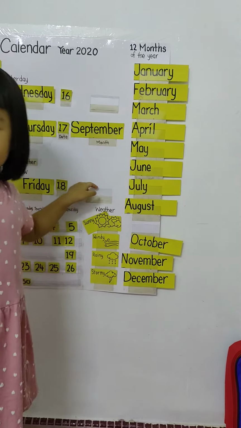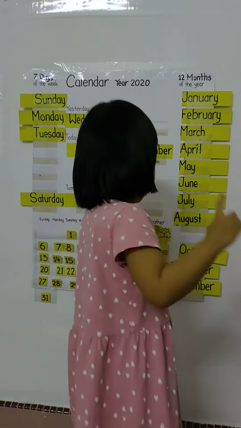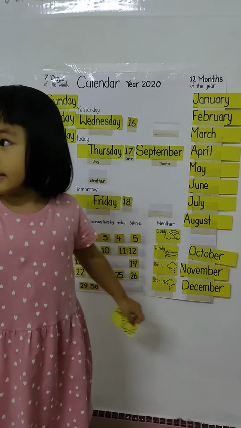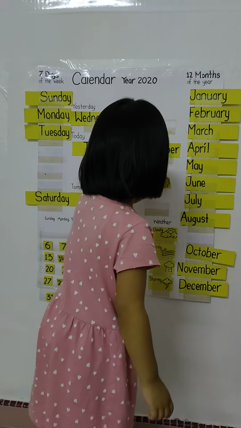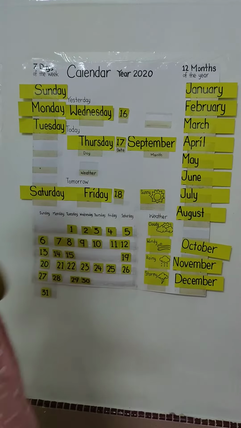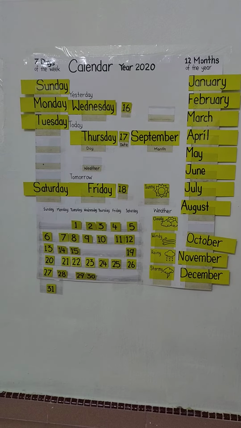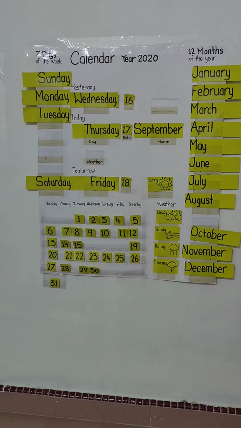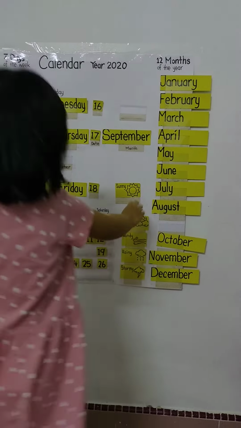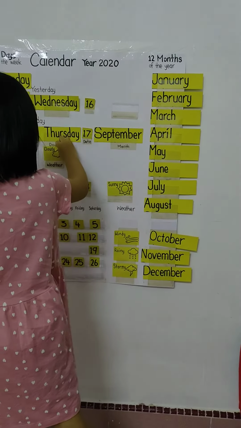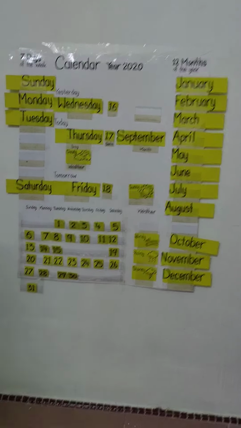Okay. Finally, what about the weather today? How's the weather today? Last one. Okay, last one. It's cloudy. Cloudy, huh? Okay. Maybe it's cloudy. You go check. Yes. It's cloudy? Okay. Can you put the cloudy into the weather column? Oh, okay. But I think it's cloudy. Okay, that's it. Thank you.